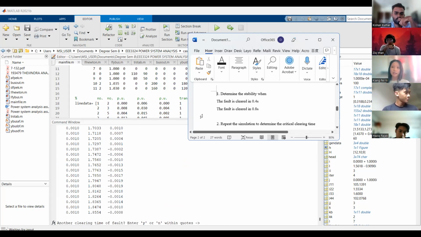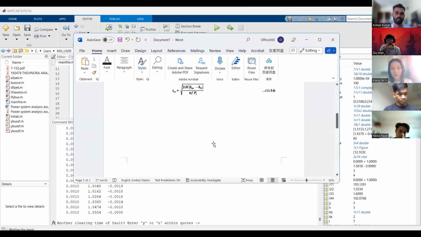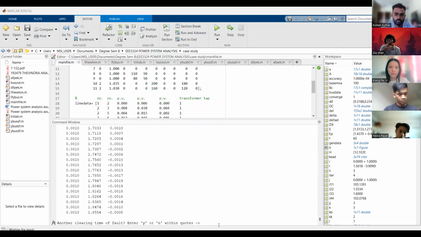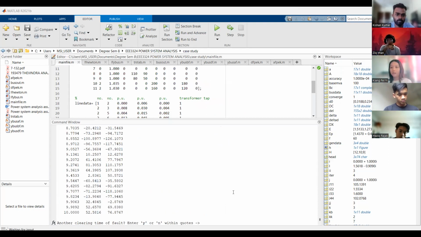The critical clearing time is actually the maximum time during which a disturbance can be applied without losing the bus stability. So it can be calculated with this formula. And the value obtained in the journal is 0.72. So the TC now is 0.72. And the final answer for this question will be like this. This is the phase angle difference that we obtained lastly.